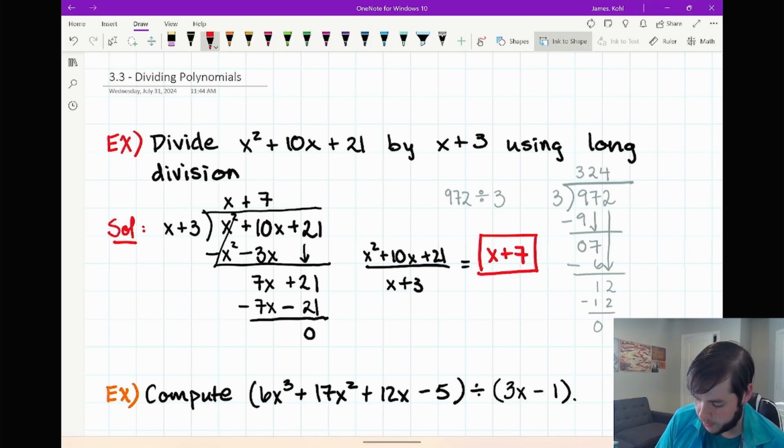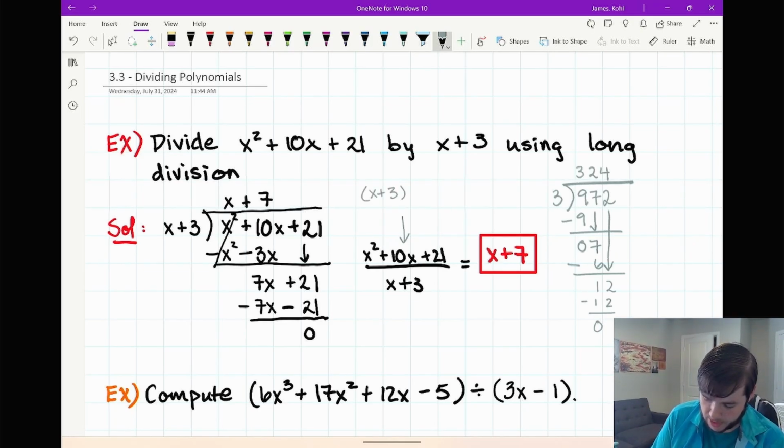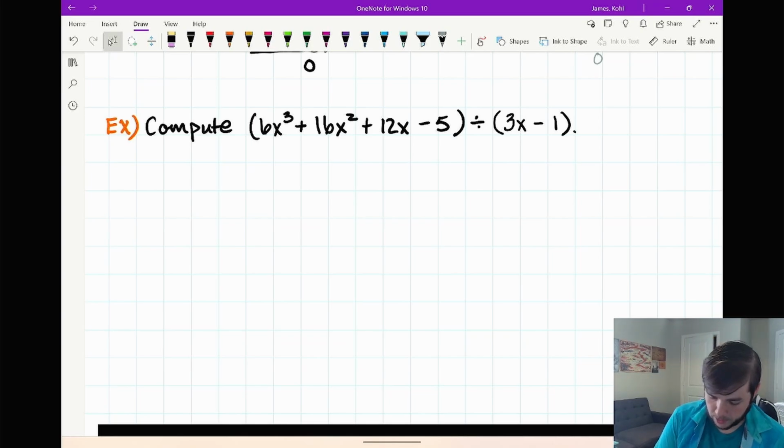For this problem, of course, we can verify that because this fraction can be simplified further. I'm going to erase some of my division problem here. This can be factored into x plus 3 and x plus 7, and then my x plus 3's cancel top and bottom. So you may be thinking, why go through the trouble of learning this new method then? The answer is, for problems like this next one.